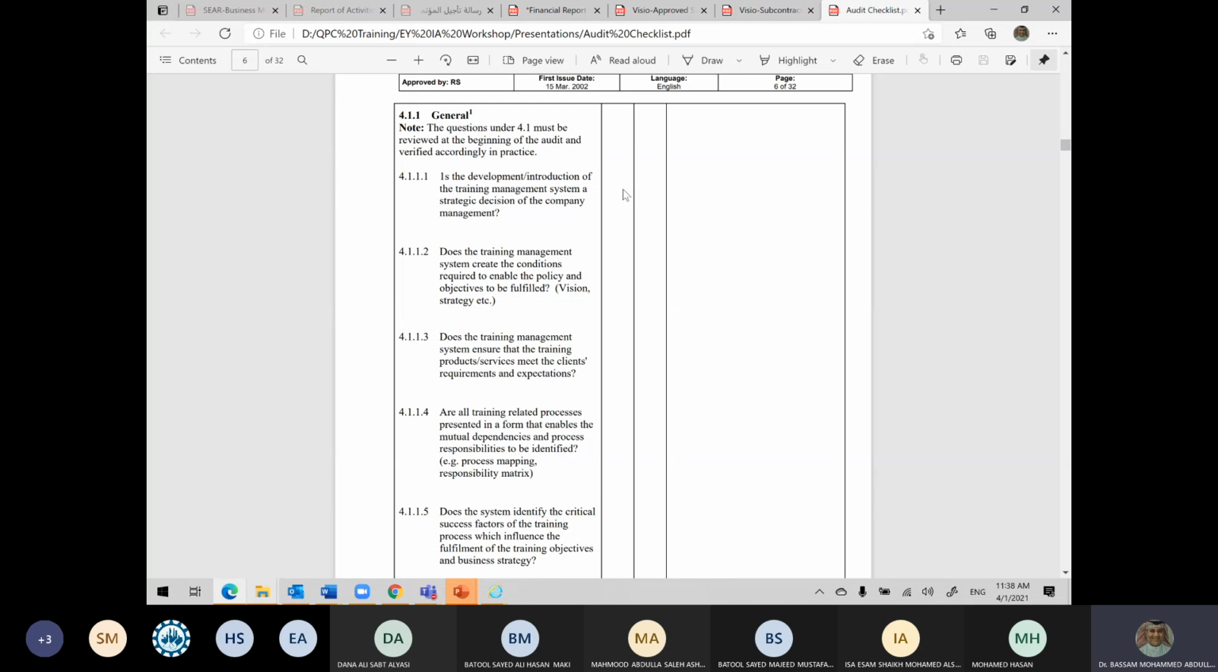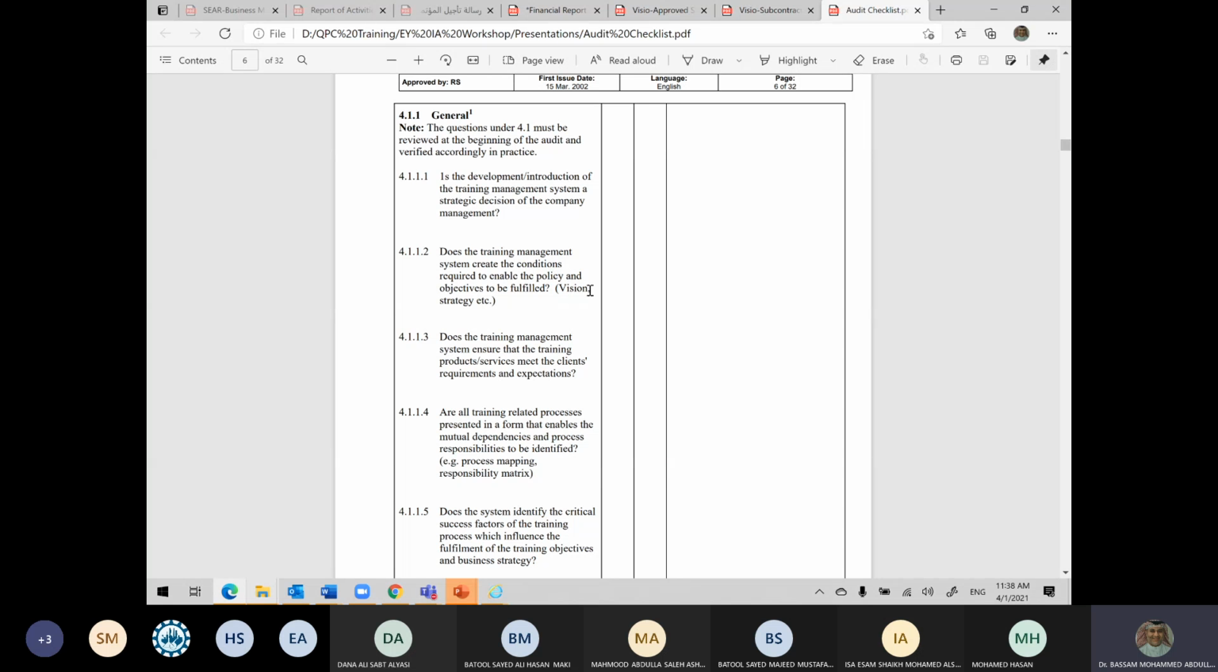It is a checklist used by the internal auditor, and the internal auditors tick the places where they found out that it is available or not available, and they put remarks. So here, for example, it says, does the training management create the conditions required to enable the policy and objectives to be fulfilled? That means, does the training management put exactly what as a plan?